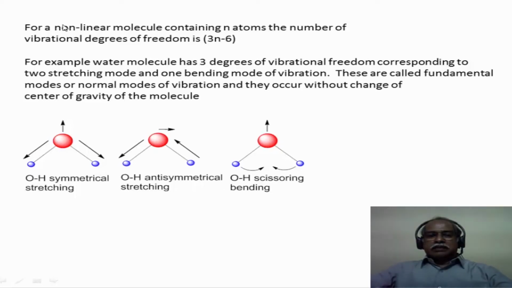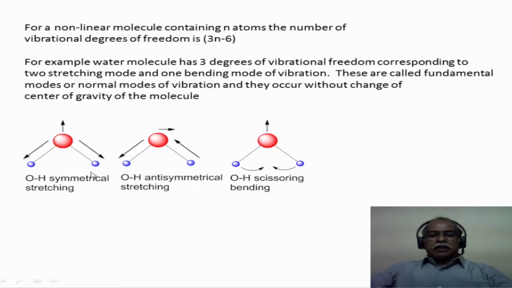For example, if you consider the water molecule, it is a bent structure, it is not a linear structure. It has 3 degrees of vibrational freedom corresponding to the 2 stretching frequencies which are shown here and 1 bending mode which is also shown here. If we consider these 2 stretching modes, this is a symmetrical stretching of the OH bond. In other words, this is called symmetrical stretching of the OH in terms of the stretching frequency that one can observe for the water molecule.